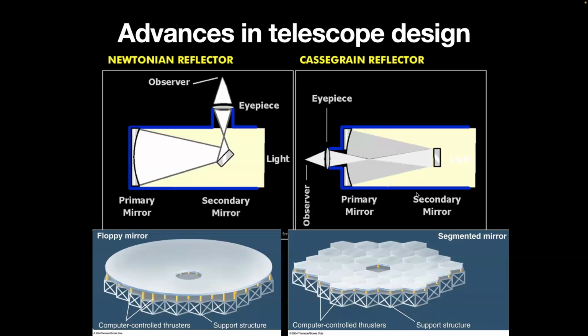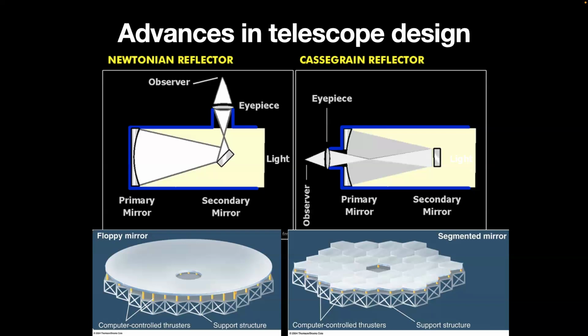So the benefit of something like this is that it has a shorter focal length, which means that you can have a smaller telescope for the aperture. And because it uses a mirror and not a lens, there's no chromatic aberration, just like a normal Newtonian reflector.